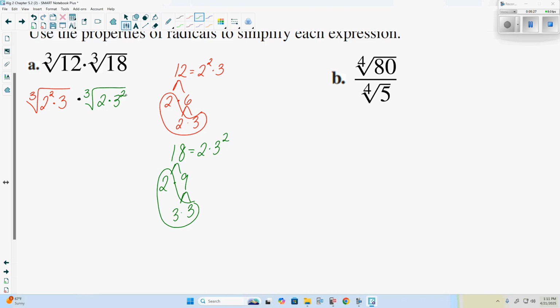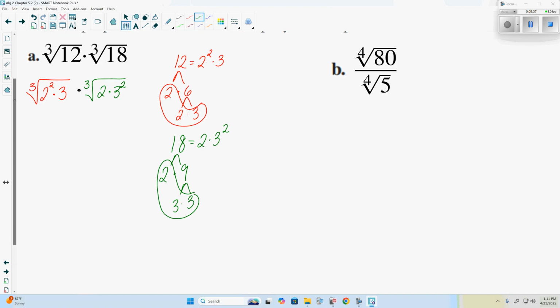But with 18, we only have 2 to the first and 3 squared. We don't have enough 2's or 3's in either one to take the cubed root of it. But according to our product property, if we have 2 radicals being multiplied together with the same index, we can multiply our terms inside. So our 2 squared times 3 is going to be multiplied with our 2 times 3 squared.